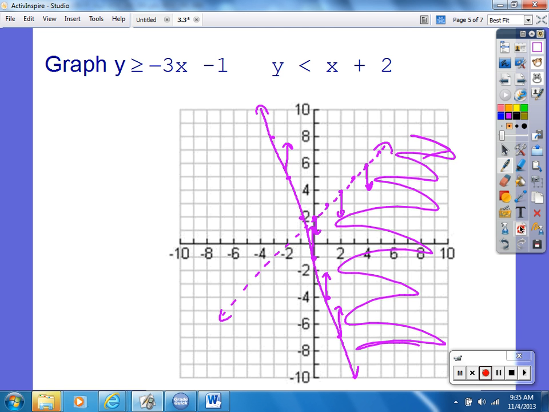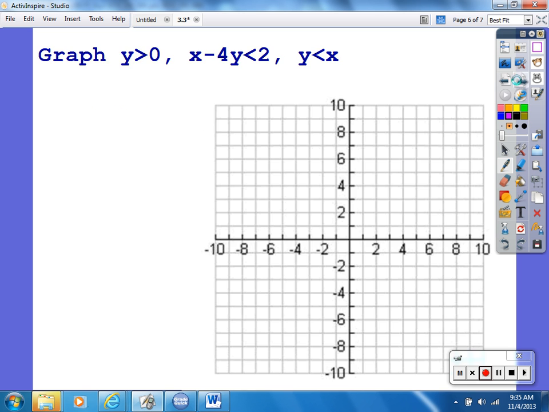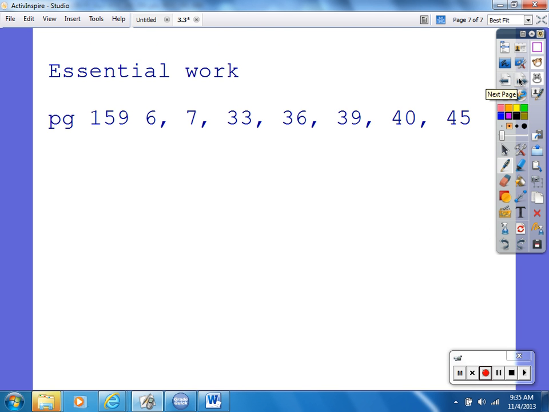But I'm actually going to give you the rest of the class at this time to work on the essential work. 6 and 7, you want to do them beside the same graph. They're yes and no questions. The rest of them then, there's 5 graphing problems. So you need a clean sheet of graph paper, which you should already have. Here's the rest of the period.